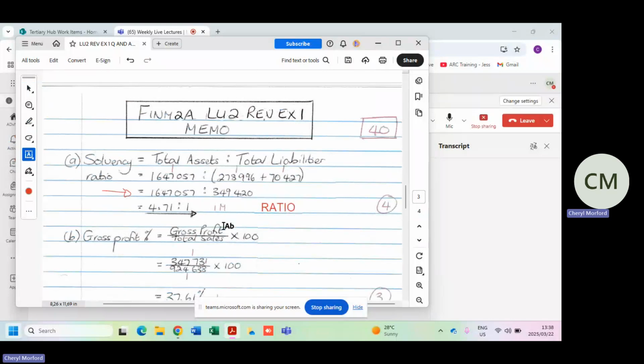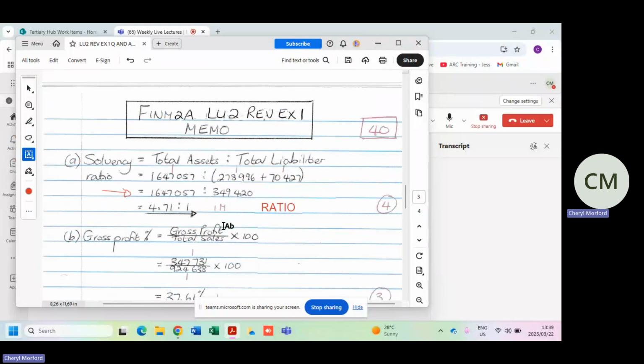So that's why I must write 4,71 is to 1. And we will take the convention of rounding to 2 decimals unless the question indicates otherwise. So you must therefore say 4,71 is to 1. Otherwise, it's not a ratio.